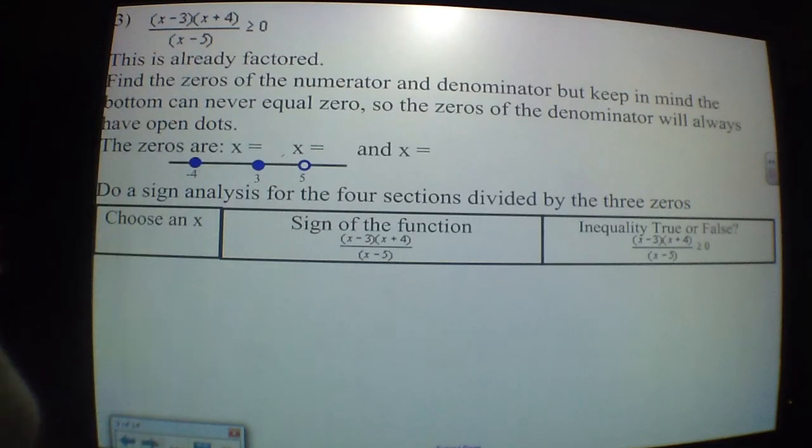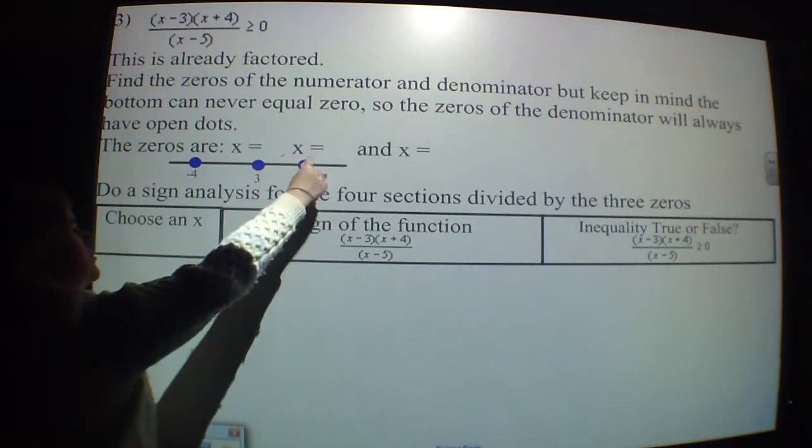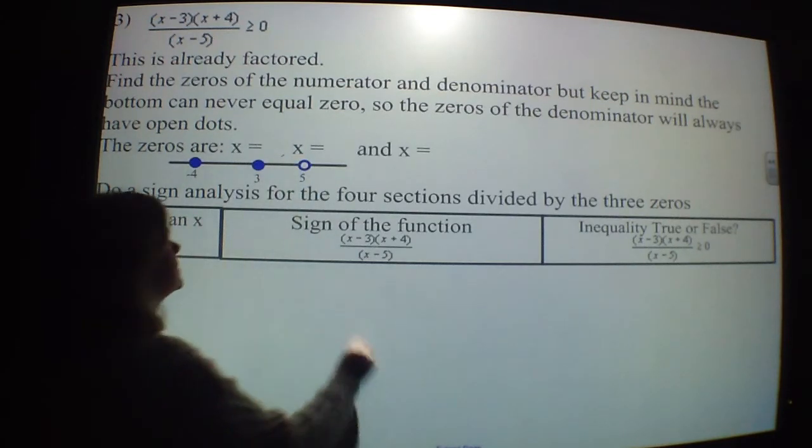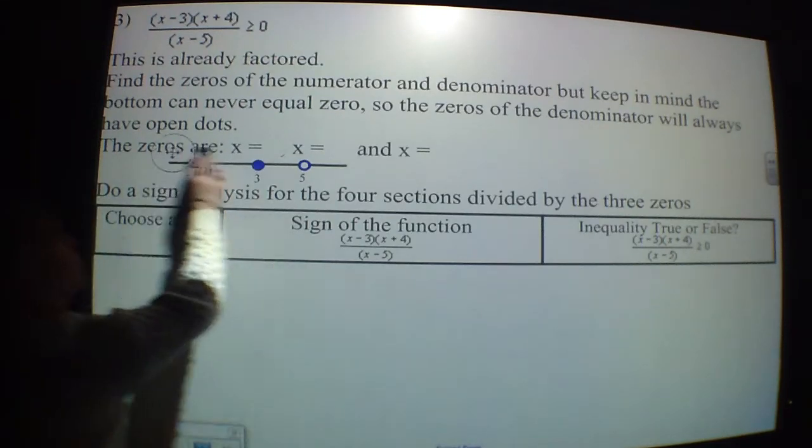The zero for the denominator is 5. But it can never be equal to 5 because then you'd have 0 in the denominator. So the denominator's zero is always, always, always an open circle regardless of that. Okay, so there are my zeros.